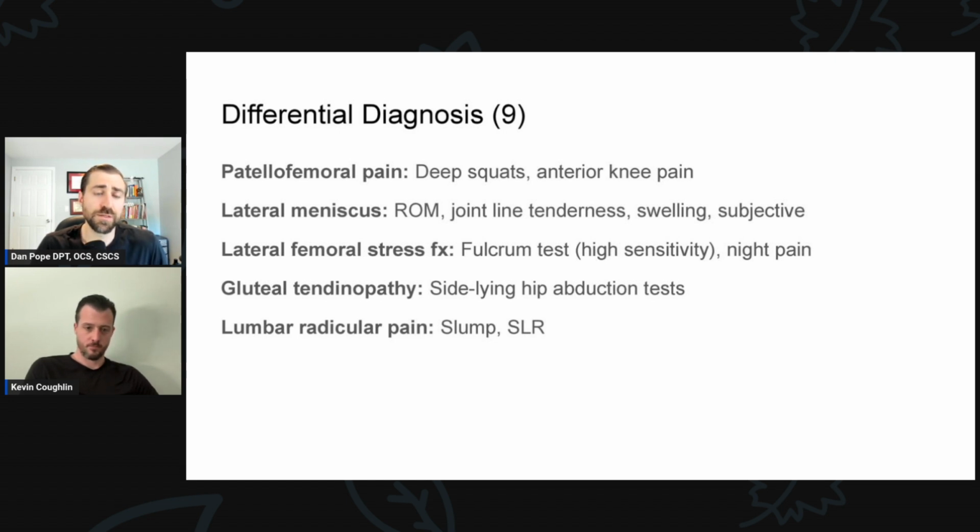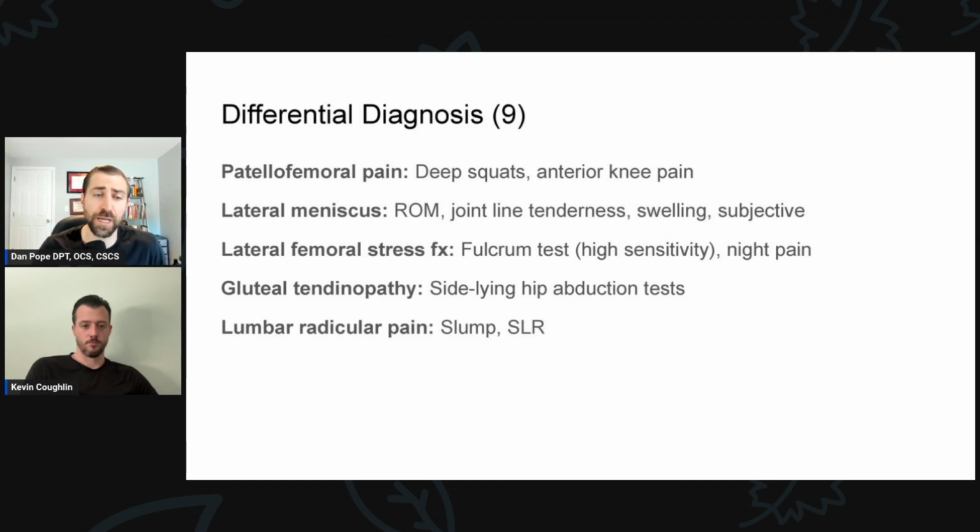Gluteal tendinopathy sometimes masquerades as ITB pain. People point to their IT band hurting, and oftentimes that's actually coming from the hip. You can do some side-lying abduction tests. I like to do side-lying abduction tests with the hip in adduction. Got these tests from Alison Grimaldi. I think they're quite good.